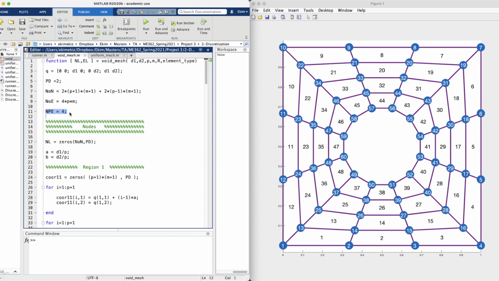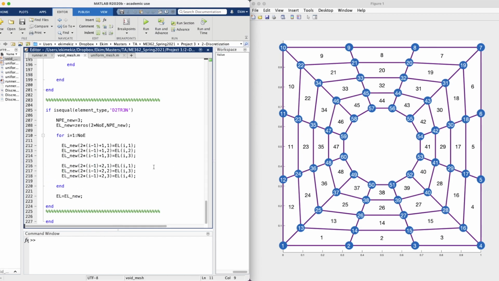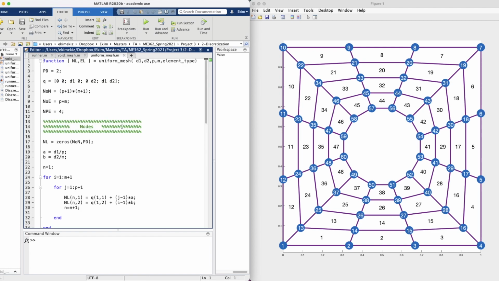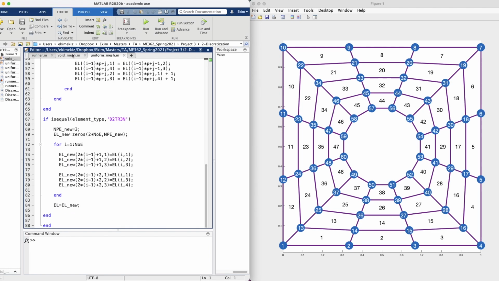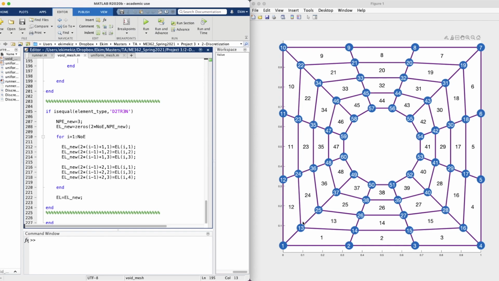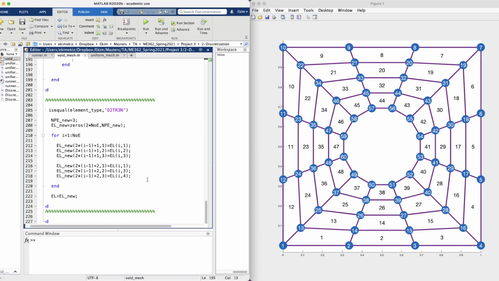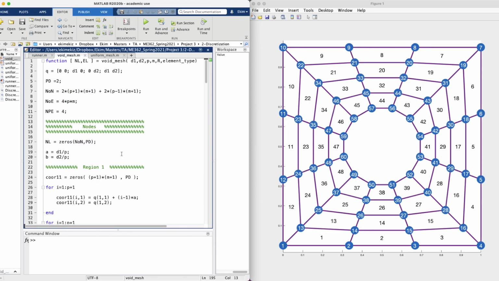And nodes per element is again set to 4 because we will first generate the quadrilateral element, and then we will do what we did for the uniform mesh. So we have the exact same code. We will just divide our 4-noded elements into 2 triangular elements, and so there is nothing new there. That's why we set our nodes per element to 4. And we can now move on to the generation of our nodes.